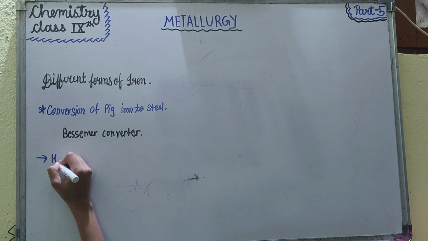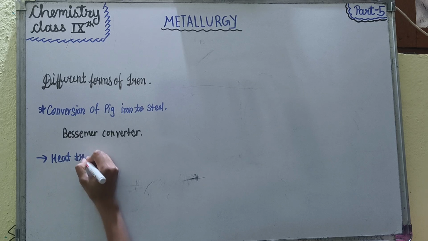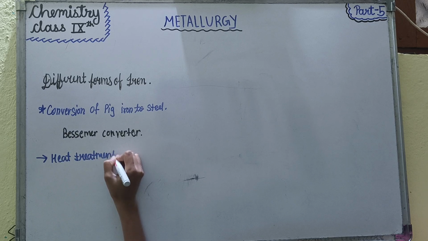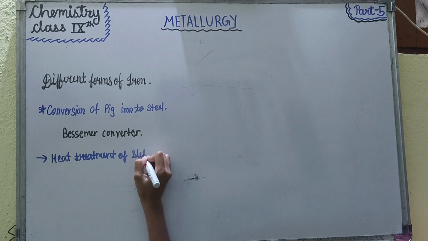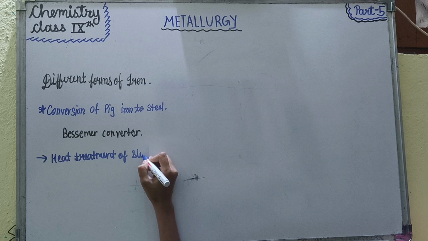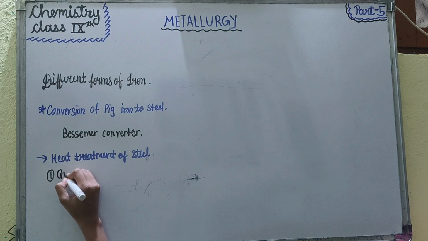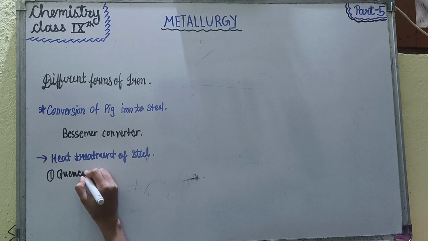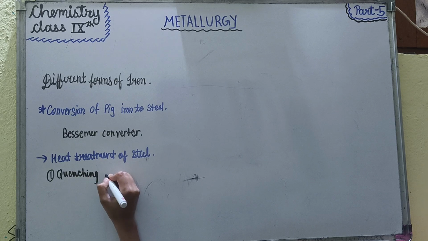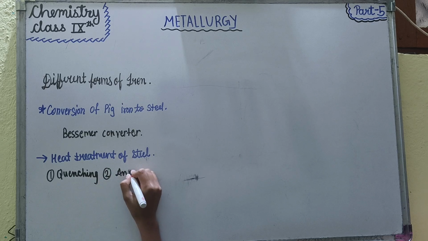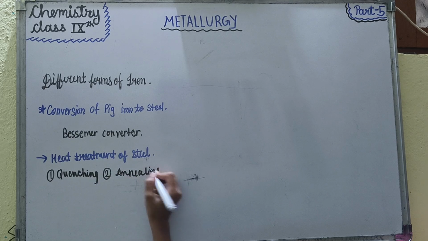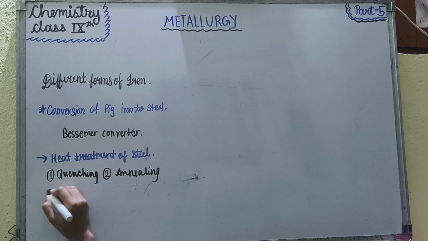Heat treatment of steel. To control the hardness of steel, heat treatment is applied. Quenching, annealing, and tempering. First is quenching. Second is annealing. And third is tempering.